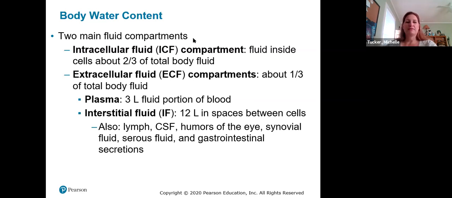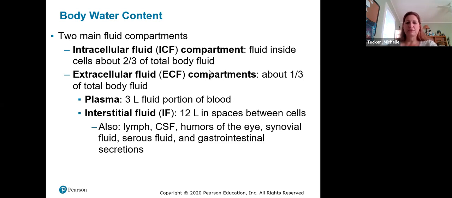There are two main fluid compartments. And depending on when you downloaded this PowerPoint, there may have been a typo, which when I was going through, I realized that the math would not work. So 2/3 of body water is in the intracellular fluid. So we have several trillion cells, and there is cytosol. That cytosol is mainly water. And so if you add up all the volume of all those cells, that is intracellular fluid, and it makes up about 2/3 of total body fluid.